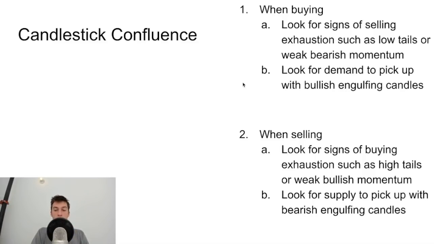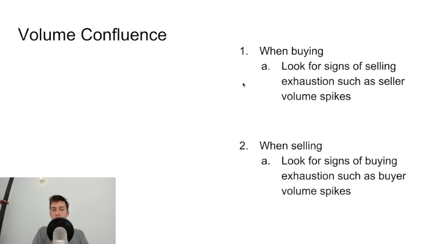When selling, we want to look for signs of buying exhaustion, such as high tails or weak bullish momentum. Weak bullish momentum would just be small candlesticks, potentially high volume small candlesticks that are struggling to make higher highs. And we want to look for supply to pick up with bearish engulfing candles or an evening star formation, which is just the inverse of a morning star.